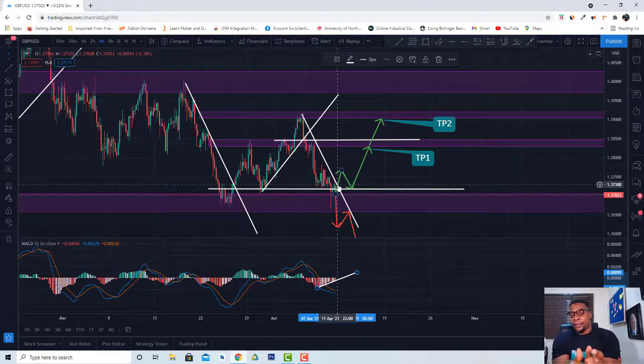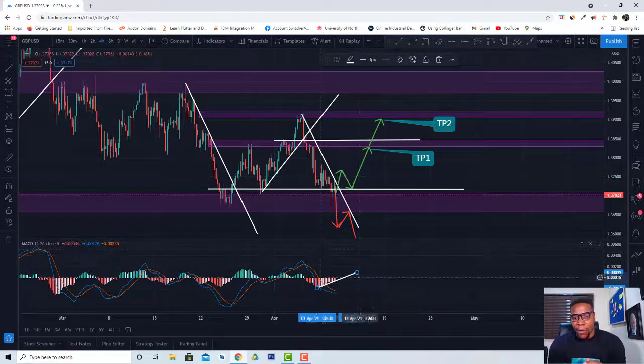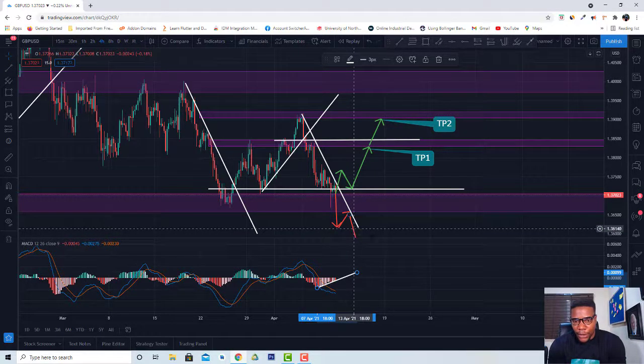So we'll be looking at the market for these instances and these signals. Currently, from what I've seen right here, I'm going to give the upside a 70% that the market is most likely going to break to start moving up. And I'm going to give the downward side a 30%. All right. So this is it for the GBPUSD analysis.